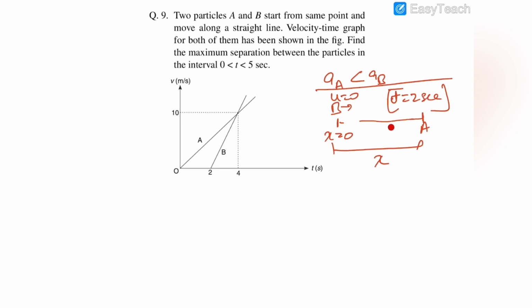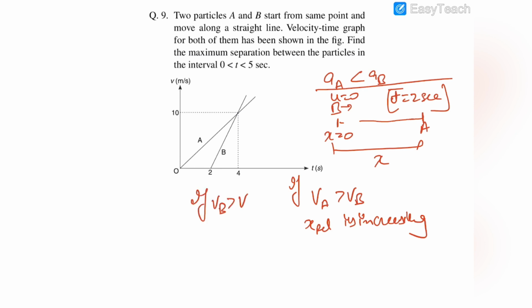Now we can easily analyze the situation: B would eventually overtake A, and at some time when their relative speed would be 0, we can say that the separation between A and B would be maximum. Because if VA is greater than VB, then their relative separation x relative is increasing. Till VA is equal to VB, x will increase, and if VB is greater than VA, then x relative will start to decrease.